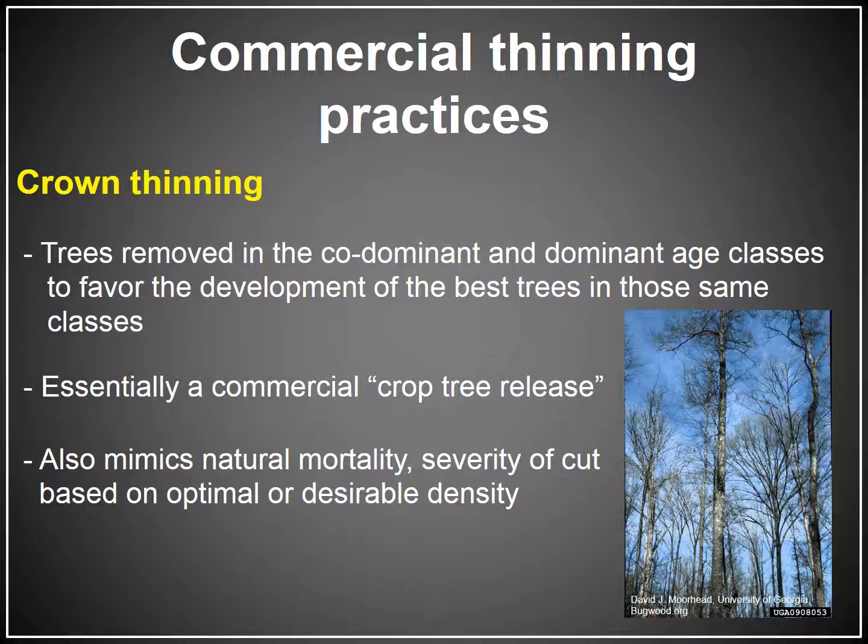And so in lieu of removing a lot of the lower crown class trees, by removing just a few select competitors from the upper crown class, you can essentially have a greater positive impact resulting from your thinning operation. This type of thinning is really like a commercial crop tree release. You're focusing site resources on the most promising trees congruent with the objectives of the landowner.